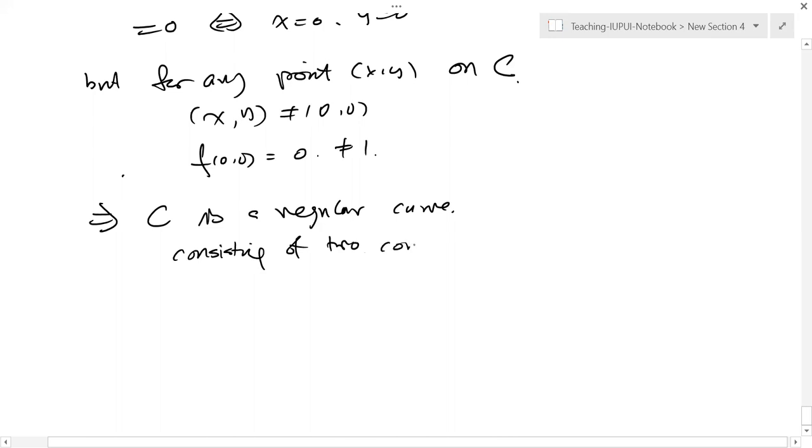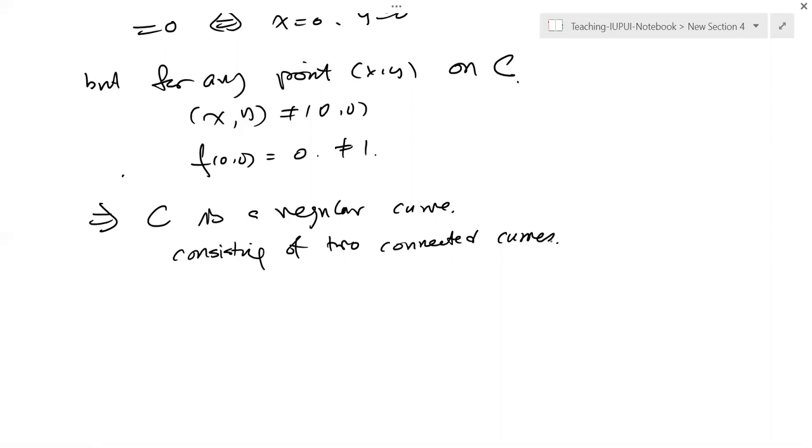Two connected curves. Okay. Now there is a homework. They ask you to find out why this is not connected. I think it's easy to see why it's not connected. For what range of the value t, this is a... I'm not going to talk about this problem as a homework, okay?